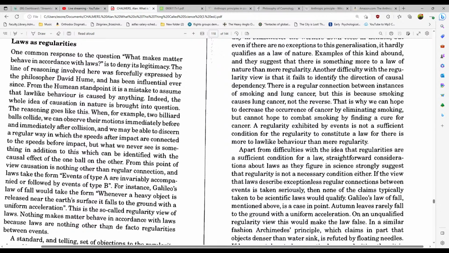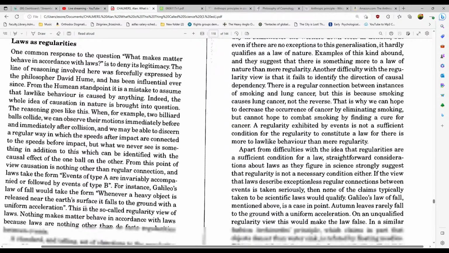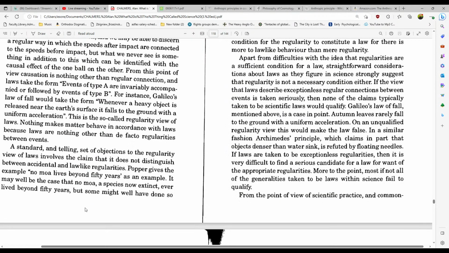Oh, here, this one's good. We'll go further. So, where do we conclude right here? They're just regularities, okay? So I built up the position right there. Now let's tear it down. The objection to laws as regularities. Well, sorry, buddy, but that doesn't distinguish between accidental and law-like regularities.